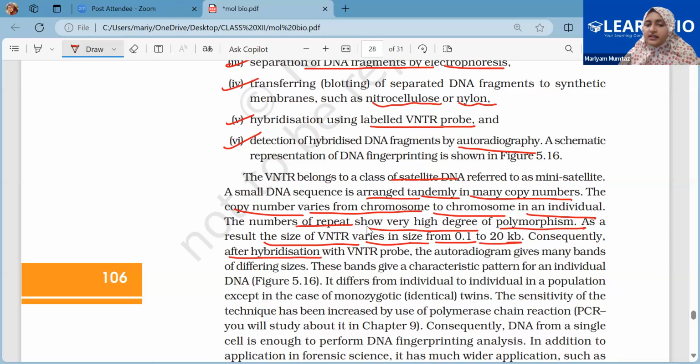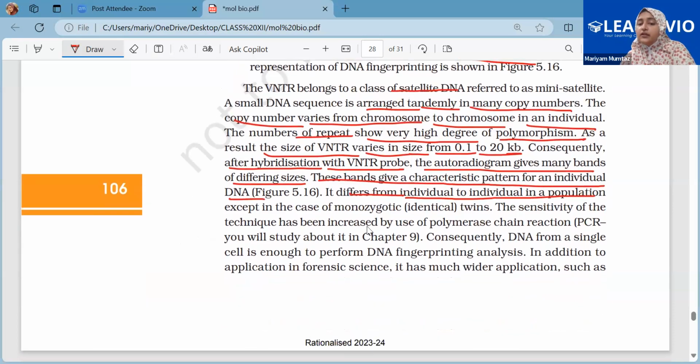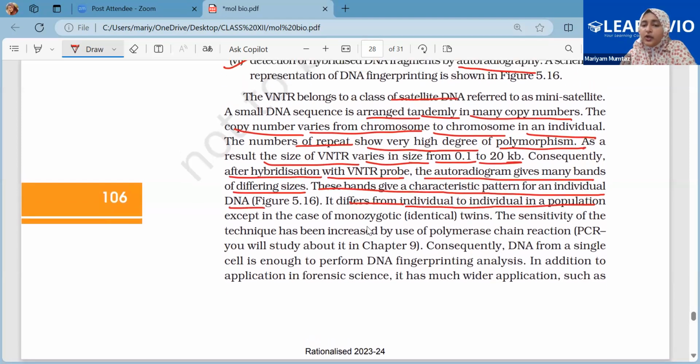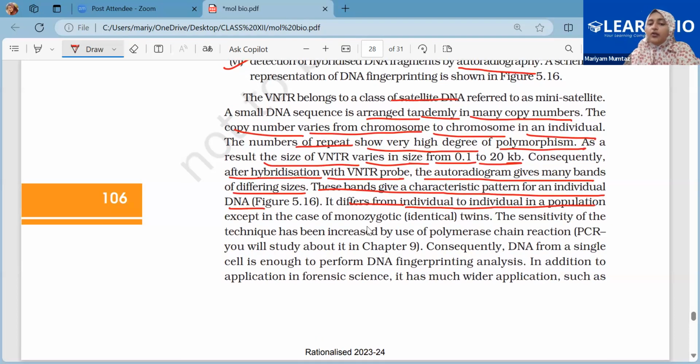Consequently, after hybridization with VNTR probe, the autoradiogram gives many bands of differing sizes. These bands give a characteristic pattern for individual DNA. It differs from individual to individual in a population except in the case of monozygotic twins, that are the identical twins. Now, the sensitivity of the technique has been increased by the use of polymerase chain reaction, that is for amplification. Consequently, DNA from a single cell is enough to perform DNA fingerprinting analysis.